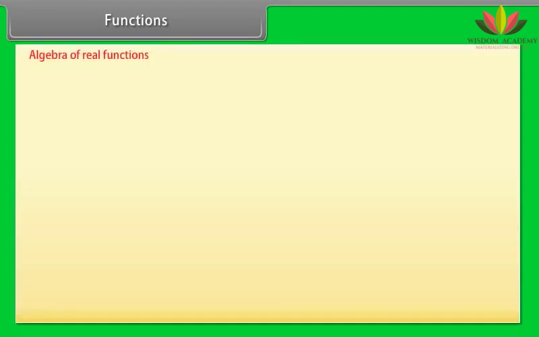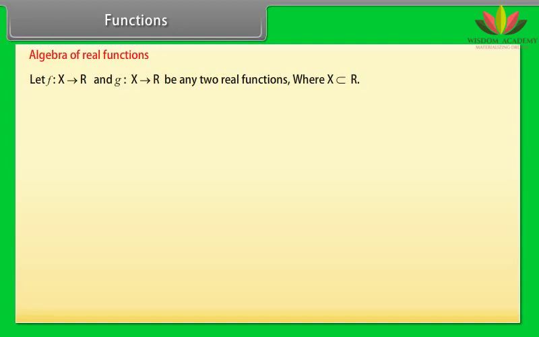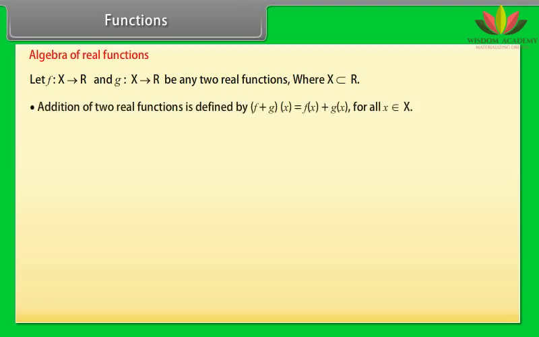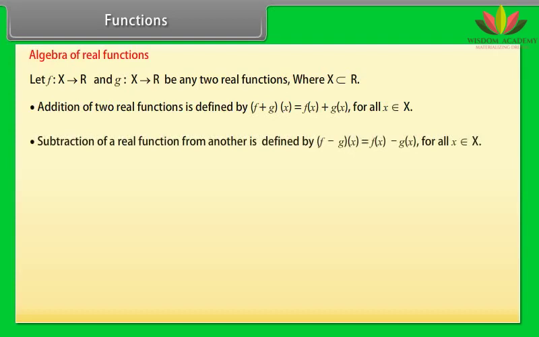Functions. Algebra of real functions. Let f from X to R and g from X to R be any two real functions, where X is a subset of R. Addition of two real functions is defined by (f + g)(x) = f(x) + g(x) for all x belongs to X. Subtraction of a real function from another is defined by (f - g)(x) = f(x) - g(x) for all x belongs to X.